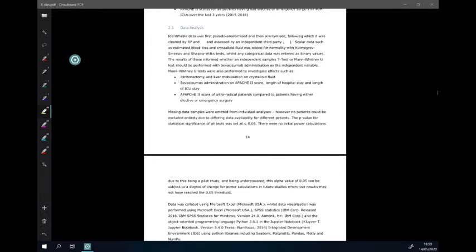Now, that level that you define is called the alpha value. So that's the probability of a type 1 error, which is basically, have we said this is true when it's not?